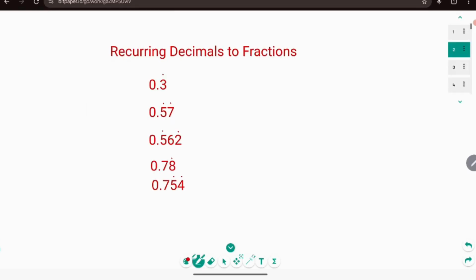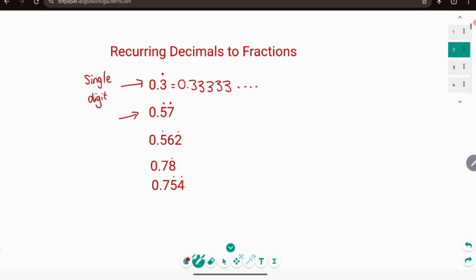Okay, what is a recurring decimal? It's a decimal that continues infinitely. So 0.3 with a dot above it means the 3 continues forever. I could carry on writing 3's here for the rest of my life and they would never end. So what happens if we have 2 dots above here? This is what I call a single digit recurring number, which is going to be important after.